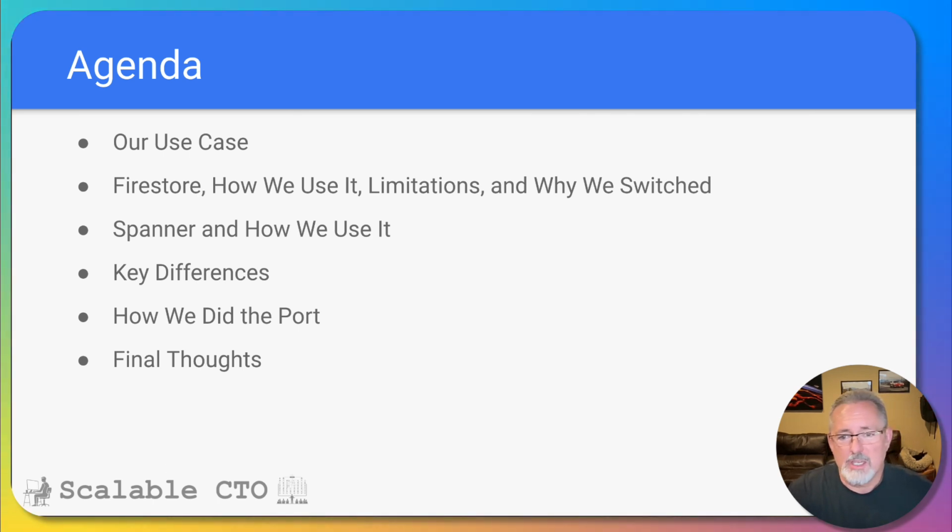So I'll talk about our use case, what our app is, and our tooling, just so you understand our perspective on how we use the database. And then I'll go into our Firestore implementation, how we use it, the limitations we found, and why we switched. And then into Spanner, similarly, how we use that, some of the tooling and techniques we use to make Spanner work well for us.